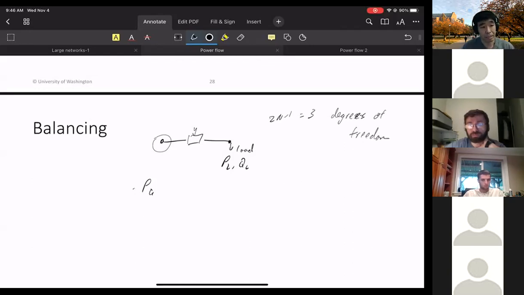Okay, degrees of freedom, right? So I need to give 3 numbers to solve all the equations. For the load, I give you P and Q. Then for the generator, what should I give? Should I give the active power of the generator? Should I give the reactive power? What should I give, the voltage? I'd guess the voltage. Just the voltage, right?